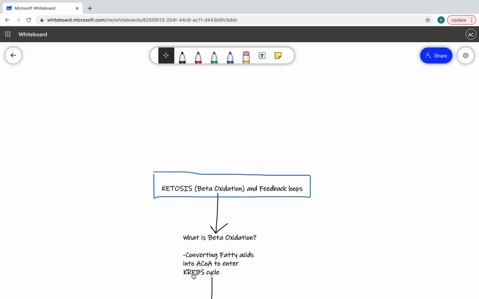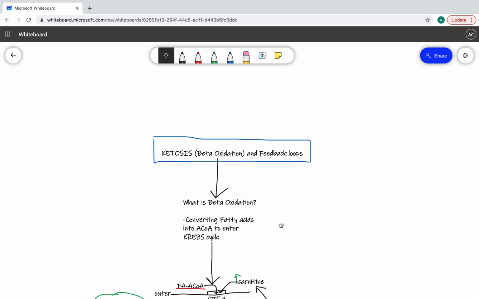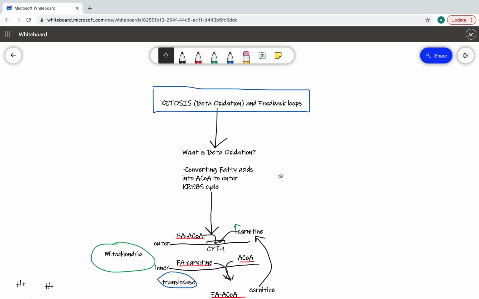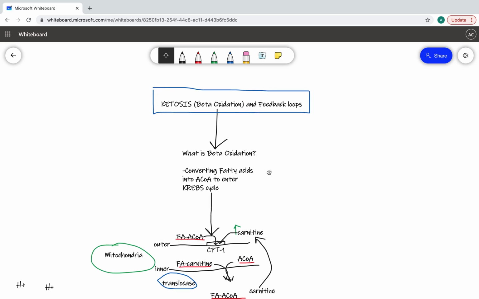Beta oxidation is converting fatty acids into acetyl CoA to enter the Krebs cycle. So in basic physiology, it's taking a longer chain carbon and breaking it down into a two-carbon chain so it can enter the Krebs cycle to produce ATP. So let's get a little bit into it. It's going to be a little sciencey here, guys.